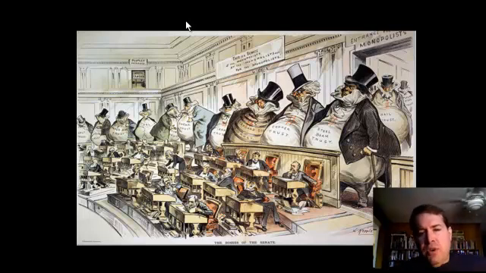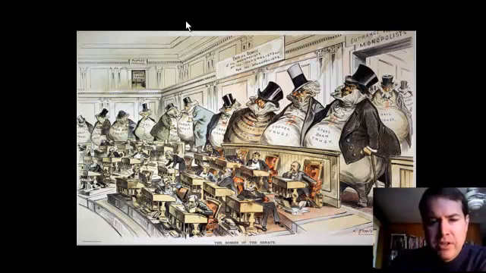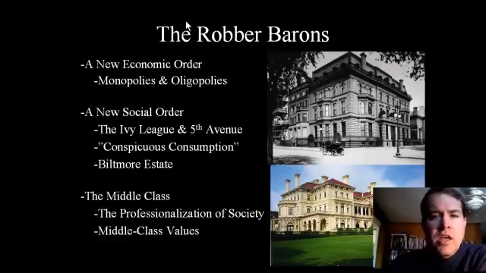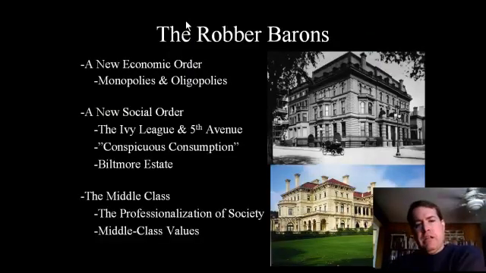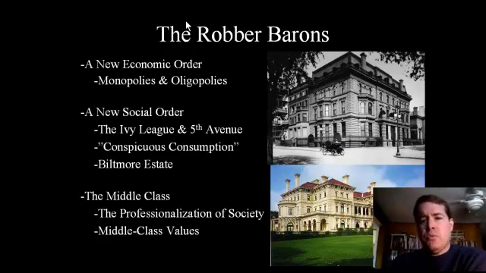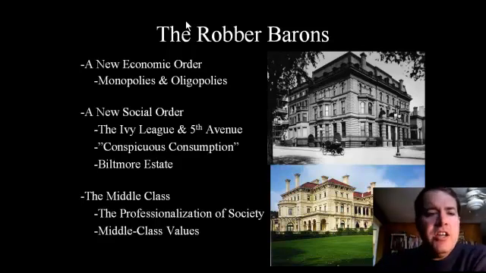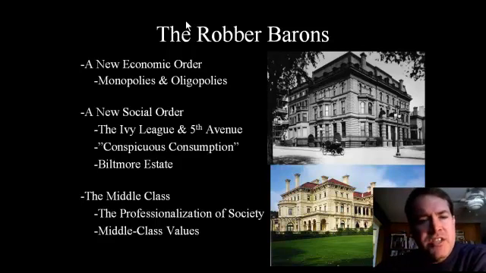And this influence, this power, not only economic power, but social and political influence, will come to be the hallmark of what becomes known as the robber baron class. Because the robber barons will sit atop a new economic order, an industrial order, where you have a few monopolies, but really it is dominated by oligopolies.